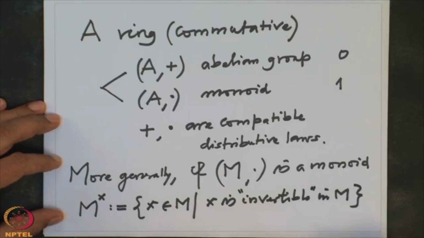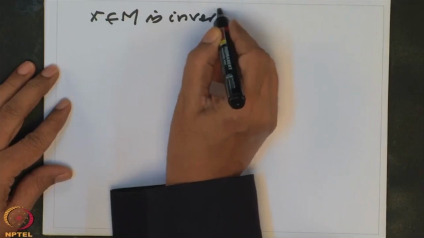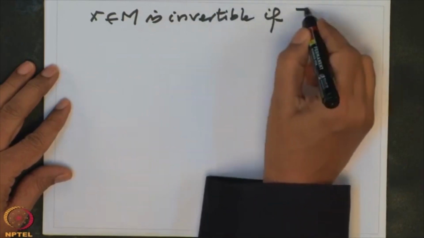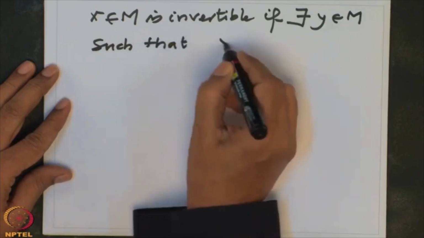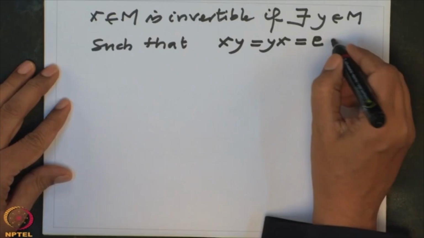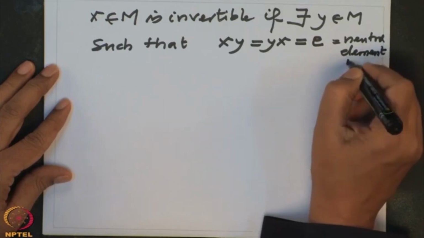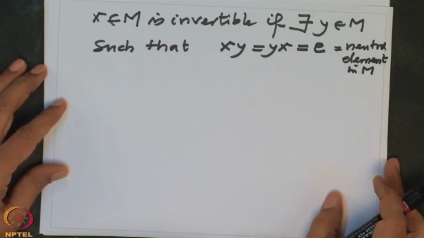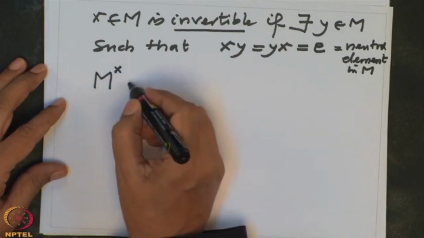What does invertible mean? An element X in M is invertible if there exists an element Y in M such that X times Y equals Y times X equals the neutral element E, where E is the neutral element in M. Such an element is called an invertible element in M, and the set of invertible elements is denoted by M cross. It is clear that this M cross is a subgroup of M.